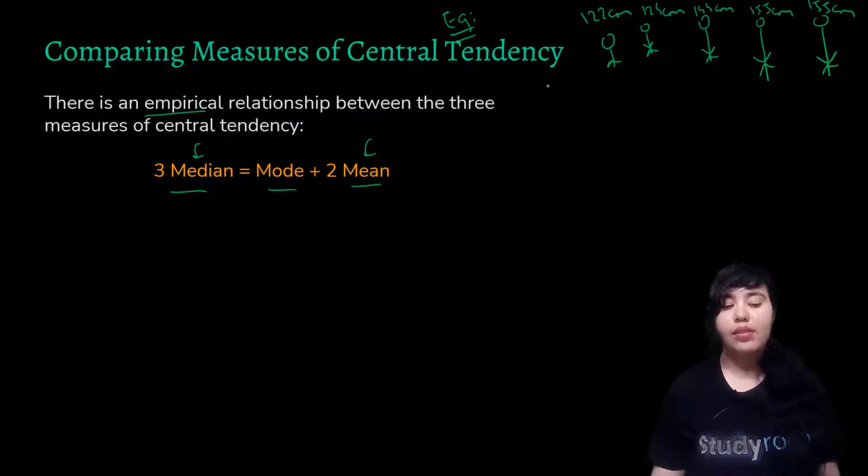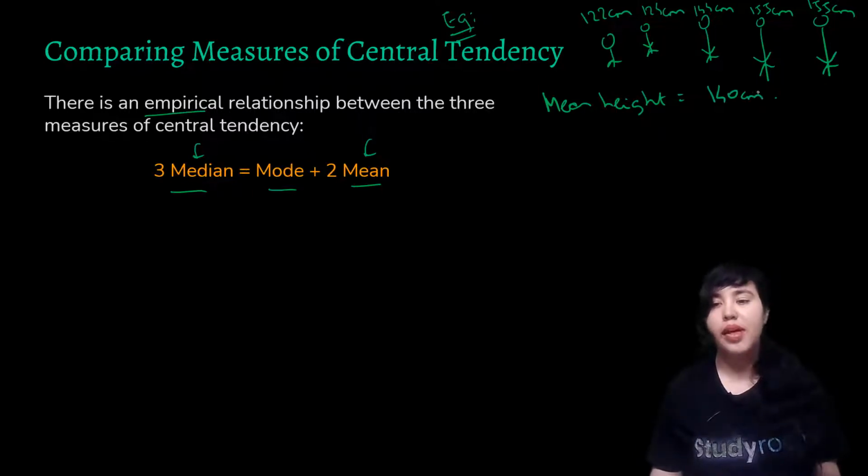Now here I give you that the mean height is equal to 140 centimeters. Okay, you can calculate it yourself also. You add all the observations, you'll actually get 700, and the number of observations will be 5, so you'll get 140 centimeters as the mean height.